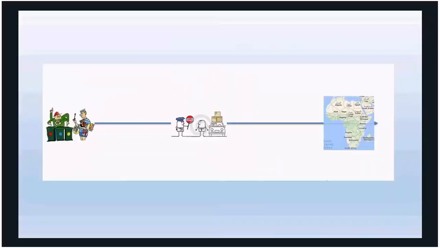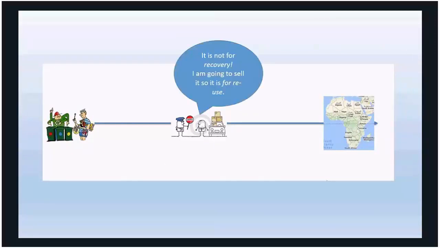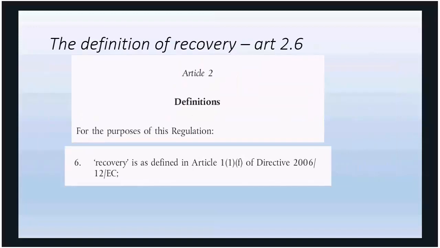One of the most common objections from the suspects is that it is used products shipped for reuse, not for recovery or disposal. It is not an easy task for an inspector far away from the country of destination to prove what is going to happen with the items at the destination. What is meant by recovery is defined in the regulation.